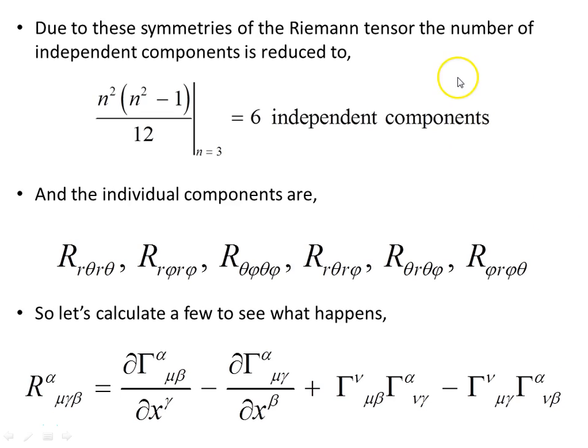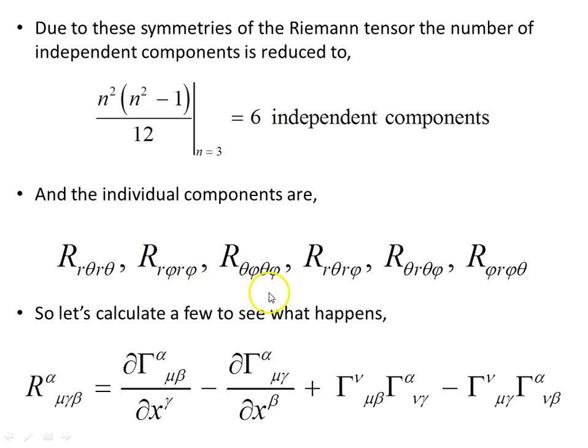Okay, now, due to these symmetries of the Riemann tensor, the number of independent components is reduced to, if you have a look in here, substitute n as 3 in here, and you'll get 6 independent components. And there's a separate video on all of this, how that comes about, so I won't go into that here. And the individual components are, again, found in that other video. It's all of these.